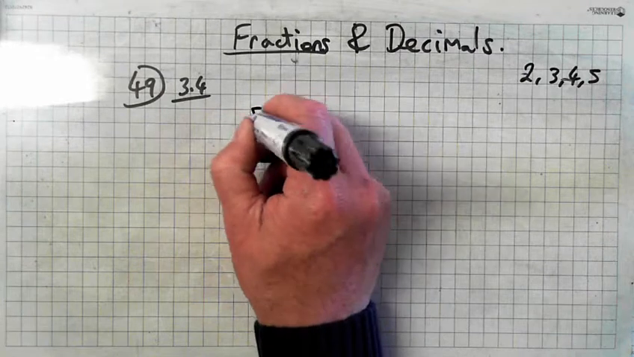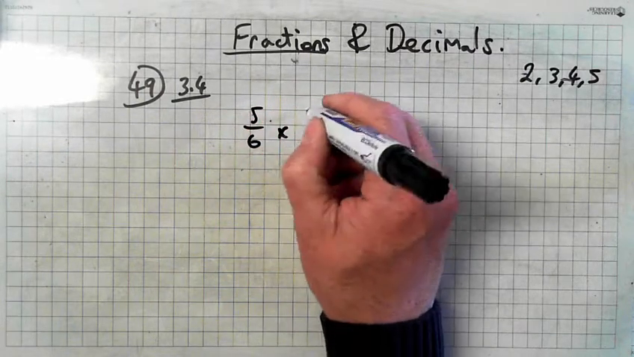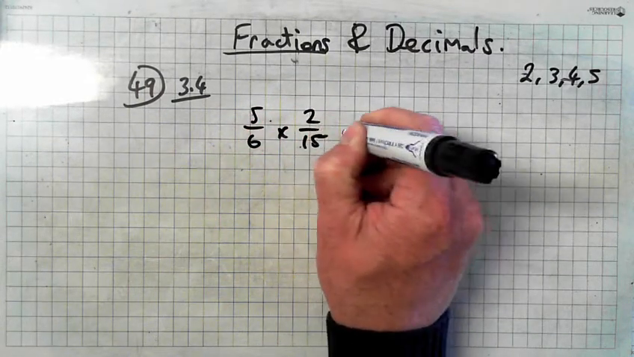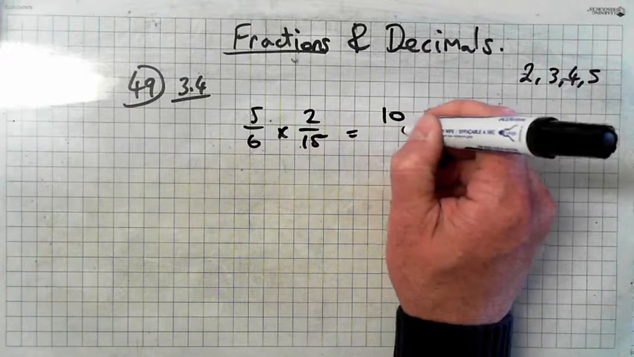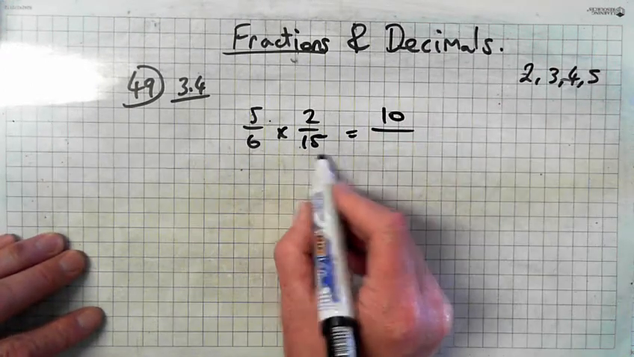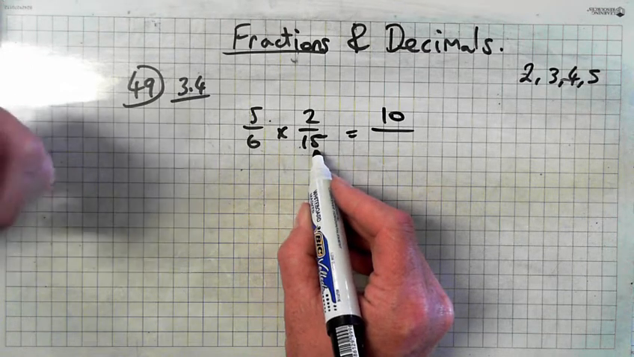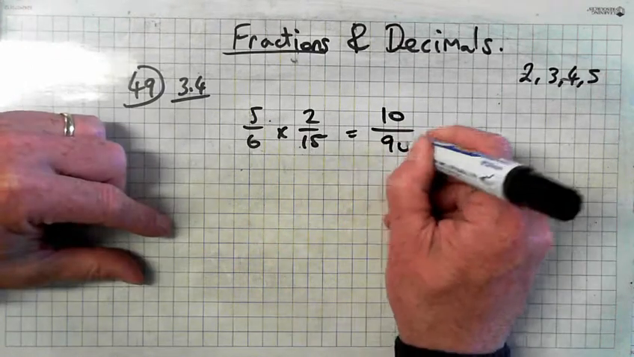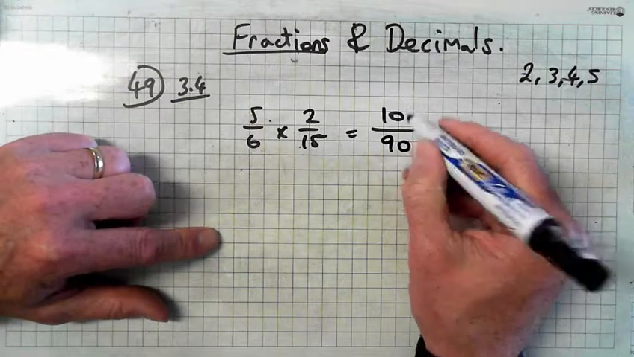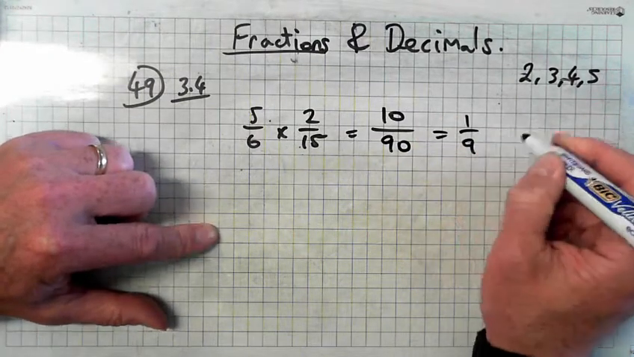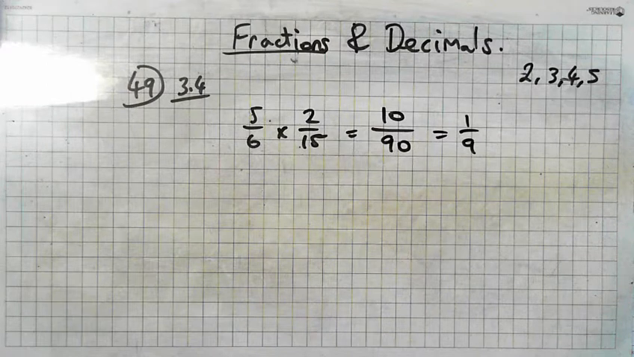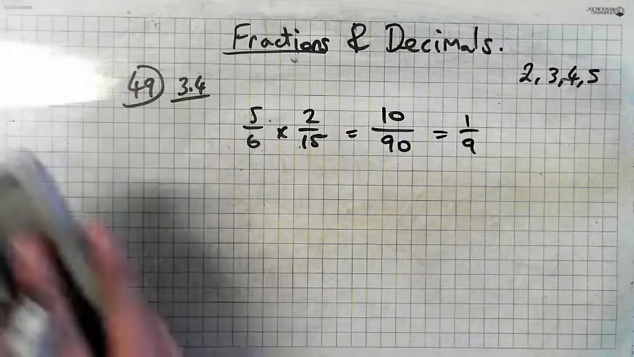Alright, another one. 5/6 times 2/15. Alright, so if I double 15 I get 30. So that means if I multiply it by 4 I get 60. Exactly. 90. Okay, I can divide above and below by 10. 1/9. Does that help you so far? Yeah, that's how it's done.